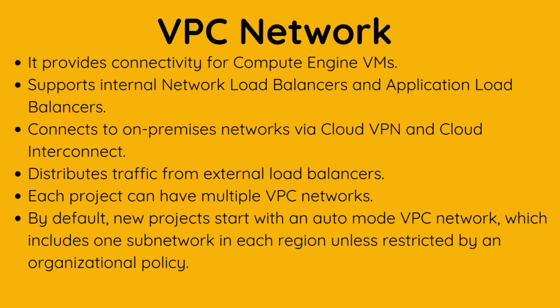The VPC network in Google Cloud is a virtual version of a physical network. It provides connectivity for Compute Engine VMs, supports internal network load balancers and application load balancers, connects to on-premises networks via Cloud VPN and Cloud Interconnect, and distributes traffic from external load balancers. Each project can have multiple VPC networks. By default, new projects start with an auto mode VPC network, which includes one subnetwork in each region unless restricted by an organizational policy.